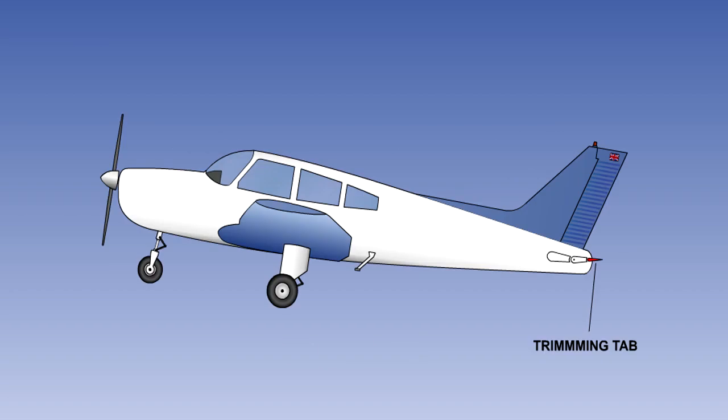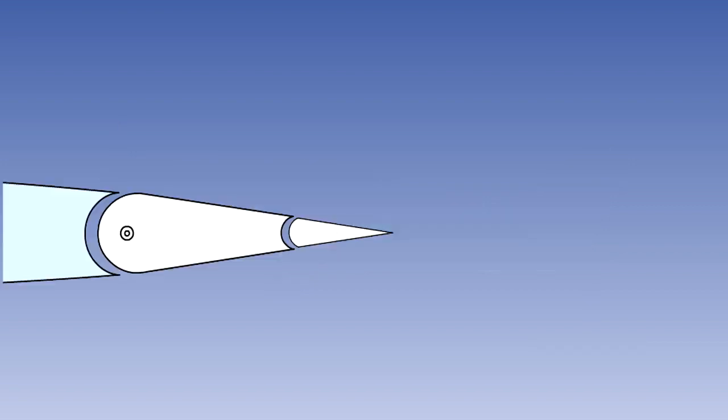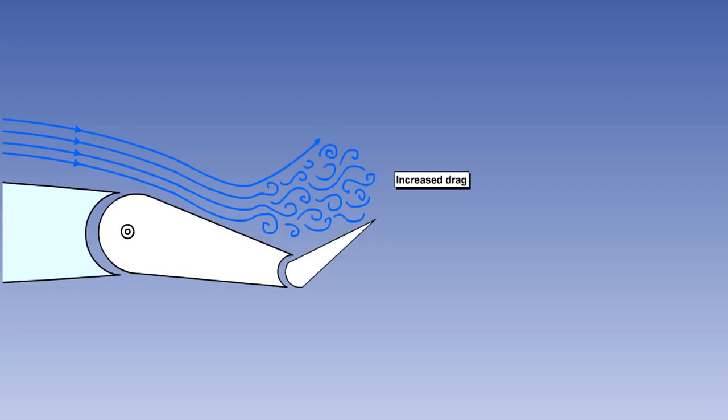There are a number of disadvantages to using an adjustable tab type control to achieve trim. These are a slight reduction in control effectiveness due to the tab force being in opposition to the main flying control surface, and an increase in drag due to the deflection of the tab.